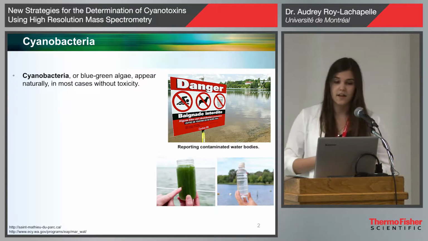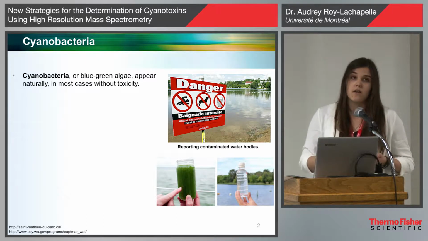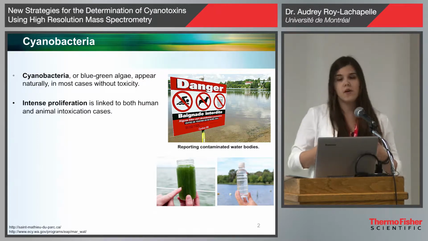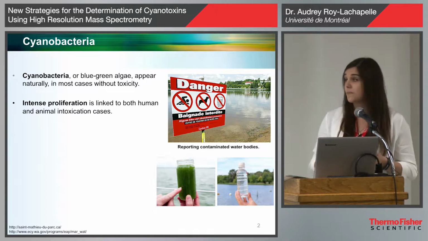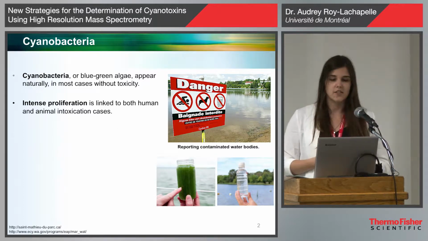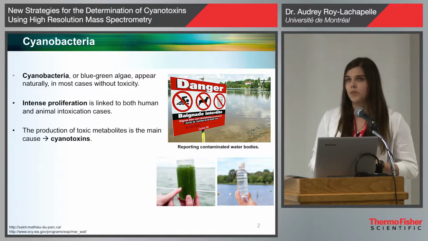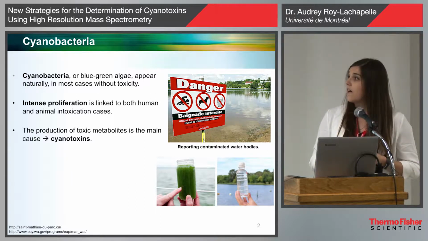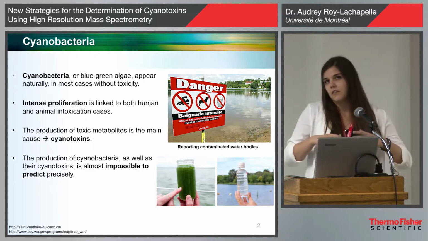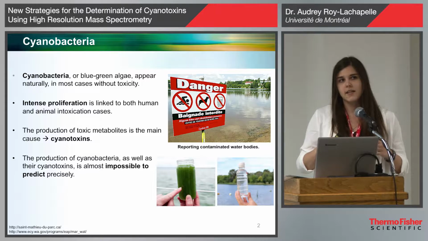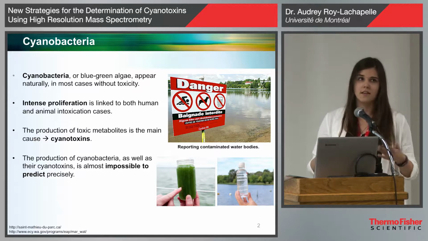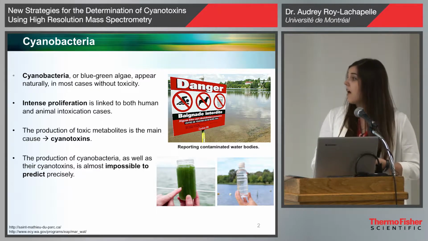So cyanobacteria generally appear without showing any real toxicity, but we know that there's more and more intense proliferation of these cyanobacterial blooms, and they are linked to both human and animal intoxication cases. The main cause is the production of cyanotoxins. The problem is that maybe 40% of the cyanobacteria can produce cyanotoxins. So if we have more bacteria, we have more toxins in aquatic systems.